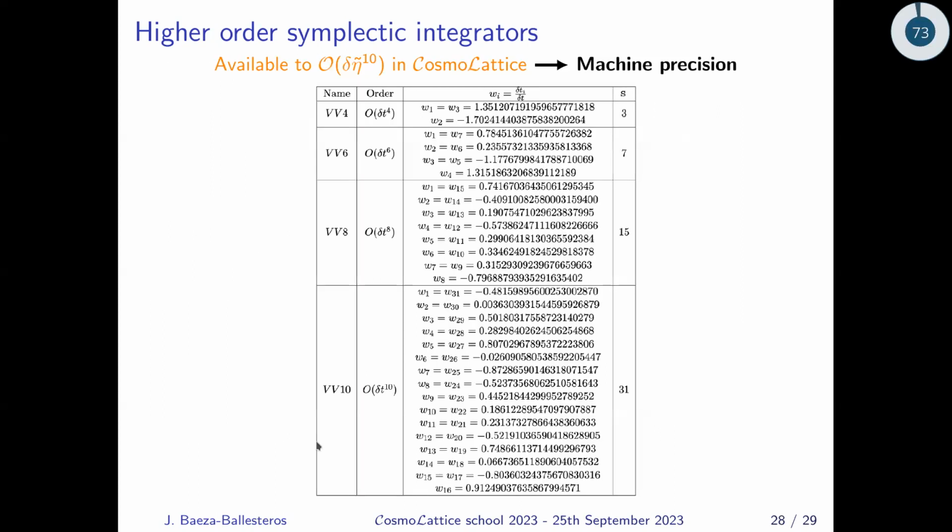And in CosmoLattice, indeed, you have available all methods up to order 10. And here I have a table from the art, in which you have summarized the different numerical values. And it turns out that there is no reason to go farther than order 10, because with order 10, you achieve machine precision with double numbers for most of the applications, I would say. I mean, you still have to choose wisely the time step, but for a reasonable time step, with order 10, you have machine precision.